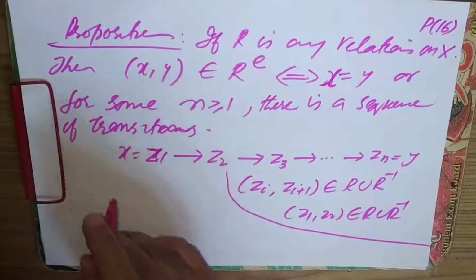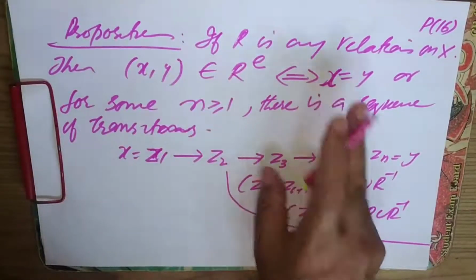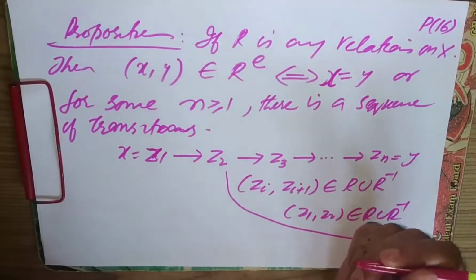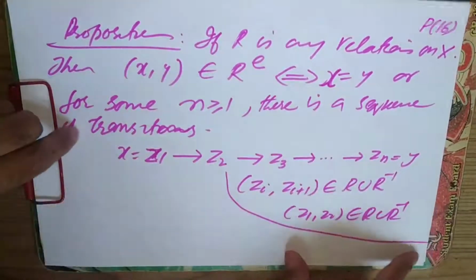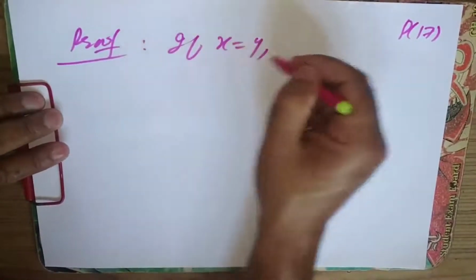Okay. So if (x, y) is in RE, then if x equals y, we have nothing to prove. So we assume that x is not equal to y. Proof: if x equals y, then we are done.